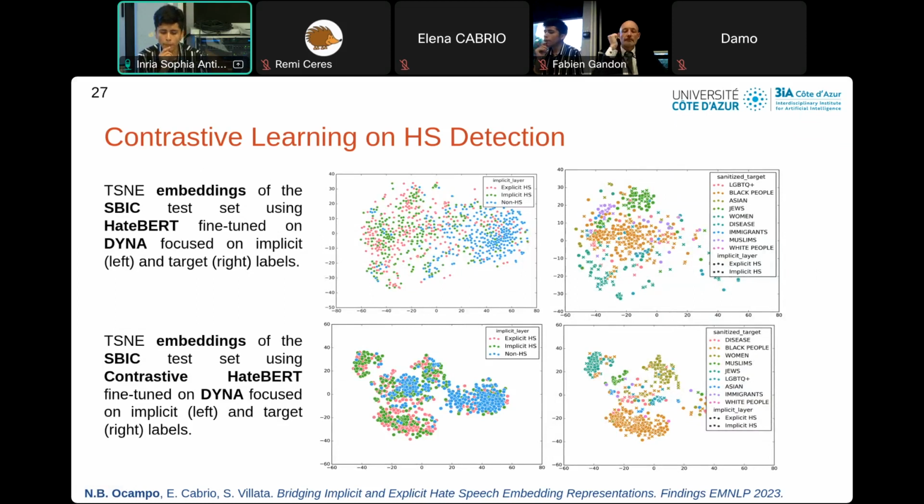Something that we also noted is that, for example, here we have the embeddings and representation of HateBERT without the approach. And as soon as we started using the contrastive learning, we could see that the clusters of the targets started to be more together, let's say. So probably that helped them in order to find the separation between the spaces. So for example, here might be the line that separates the classes for the hate speech and the non-hate speech.